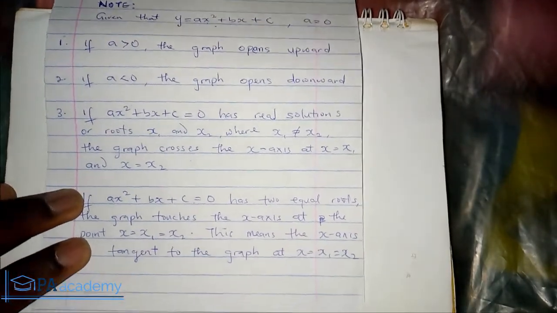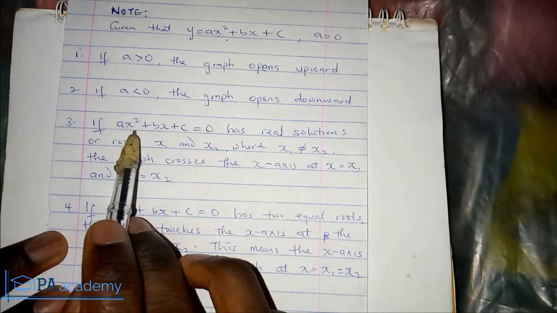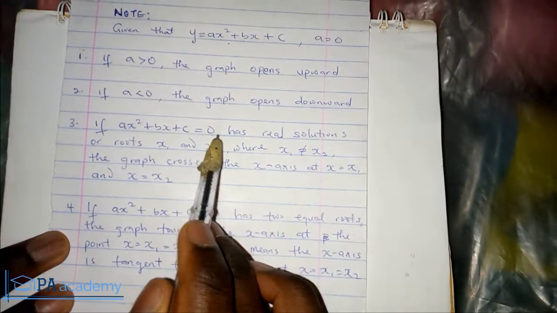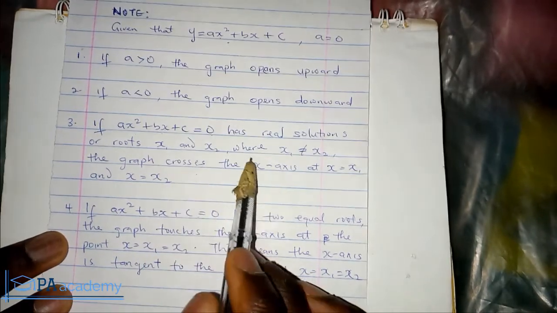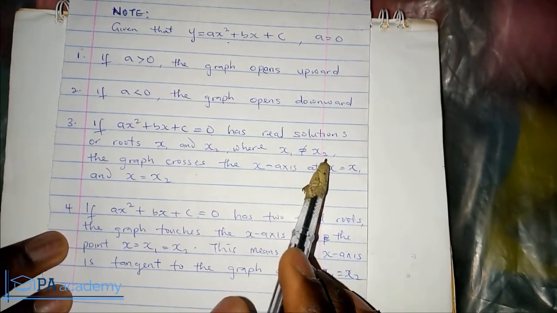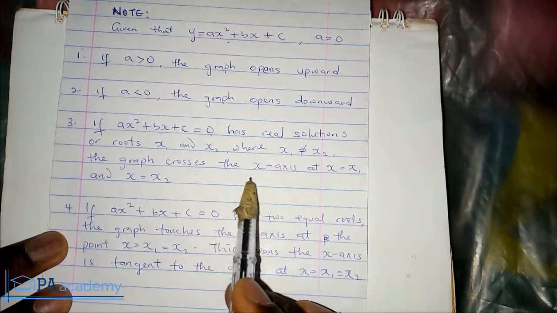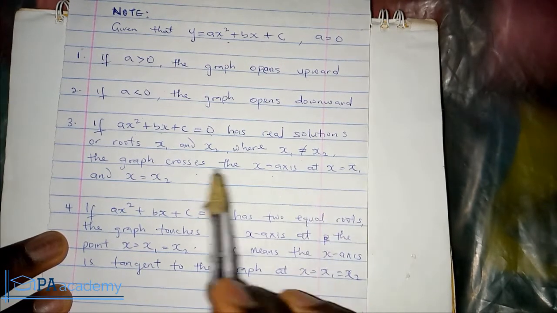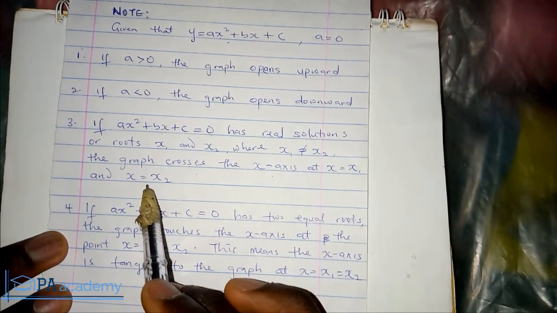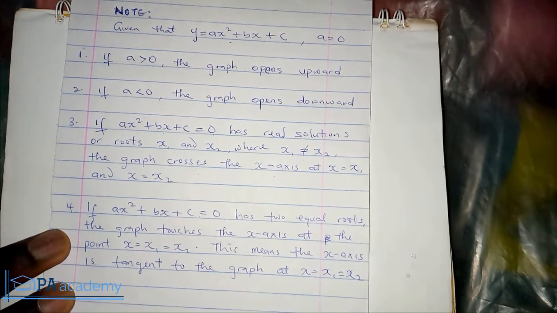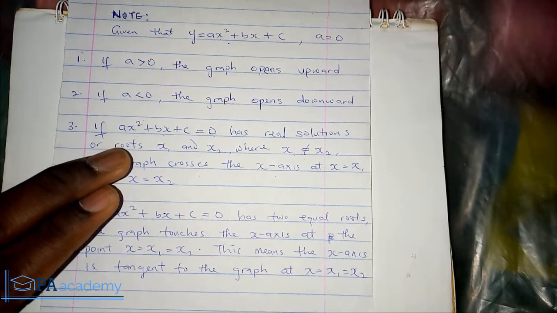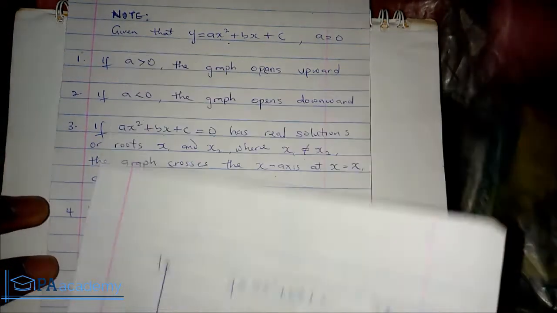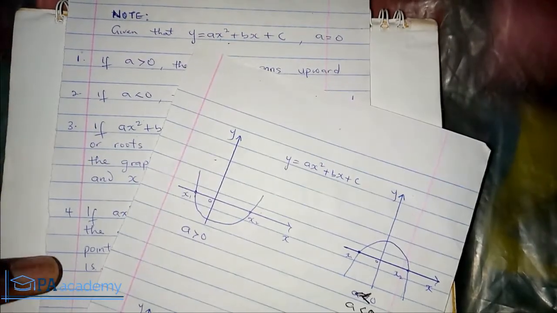So then the third one says if ax squared plus bx plus c is equal to 0 has real solutions, or roots x1 and x2 where x1 is not equal to x2. He said the graph crosses the x-axis at x1 and x2. So this is what it means. What that place is telling us is this.